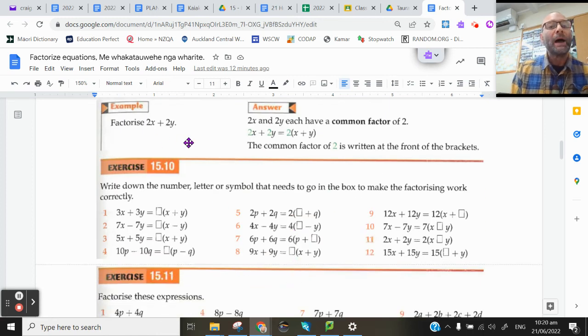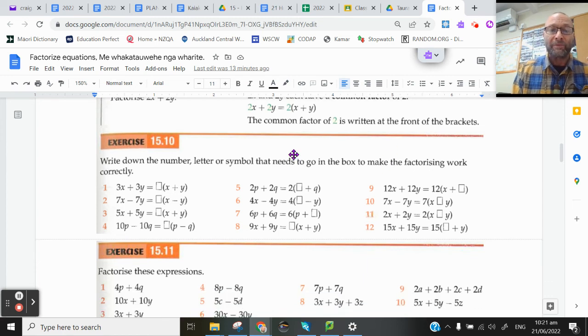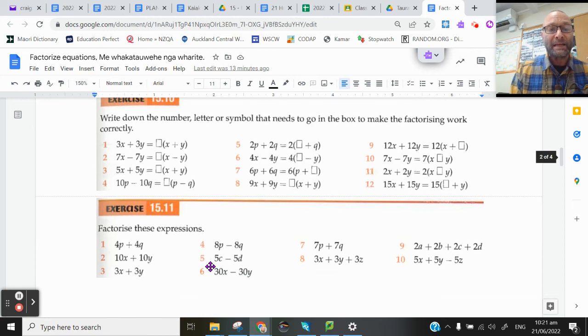2x plus 2y. What you want to be thinking is, well, what's the biggest common factor between 2x and 2y? Hopefully you're thinking that's 2. So that common factor 2 goes outside of the brackets, and each one of these terms, 2x gets divided by 2, and 2x divided by 2 is 1x, and 2y divided by 2 is 1y. So the common factor of 2 is written at the front of the brackets. Okay, now we're going to be ready for 15.10 and 15.11.